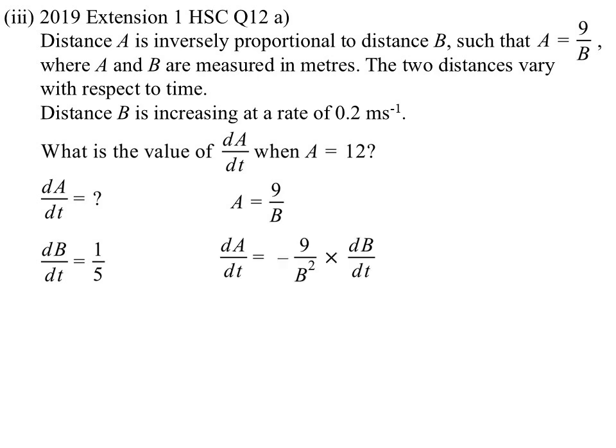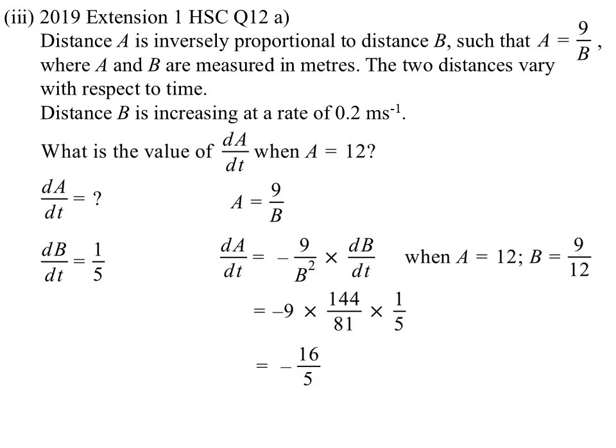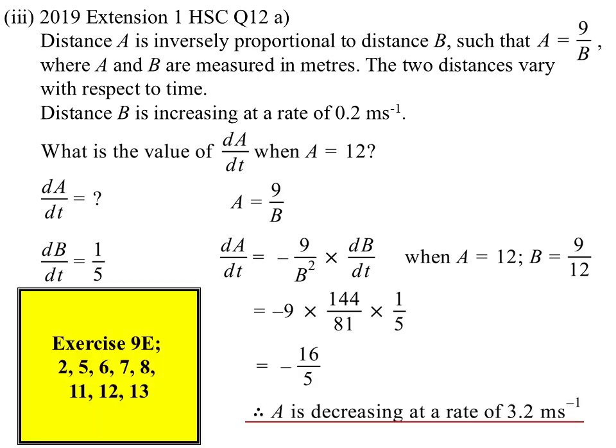So, oh, that was a bit lazy. I didn't actually do the, well, I did the calculation but put it into the formula straight away. But anyway, that's what I've done, isn't it? I've gone dA/dt is dA/dB times dB/dt, and we want when A is 12. Bit of calculation, we get minus 16 on 5. Decreasing rate 3.2. Okay.